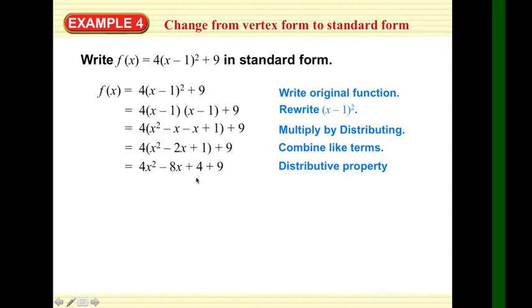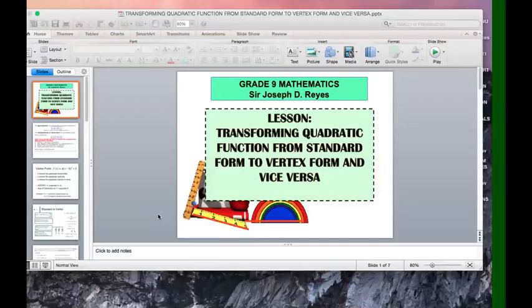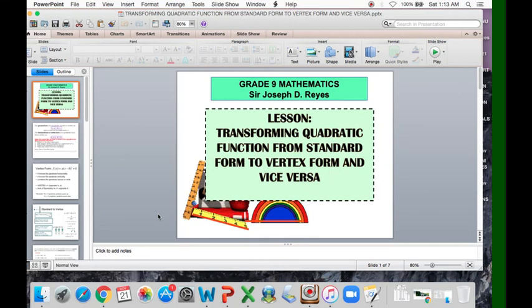Then add the similar terms. That is 4 plus 3 equals 13. And this is now our standard form, going from vertex to standard form. So that's all about transforming quadratic functions from standard form to vertex form and vice versa.